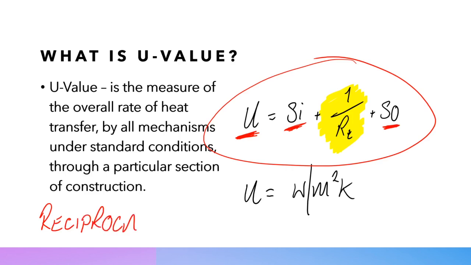Reciprocate. Okay, so 1 divided by RT. So the RT is resistance and thickness. The R is the resistivity, T is the thickness.